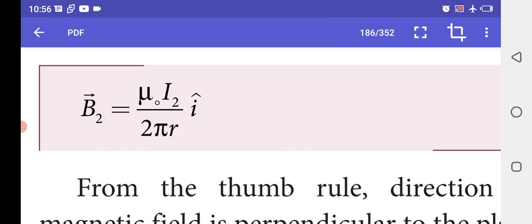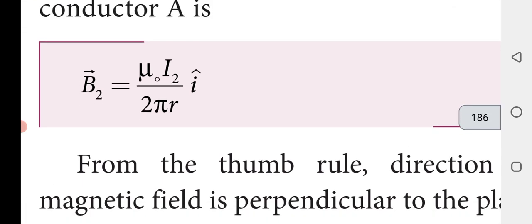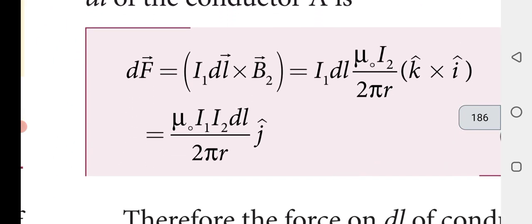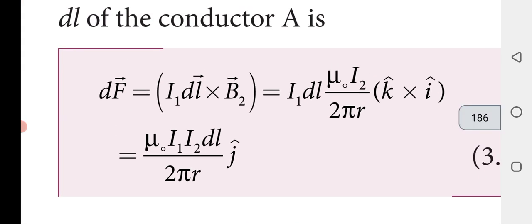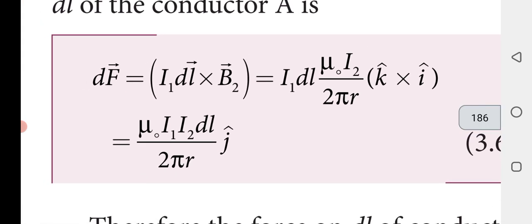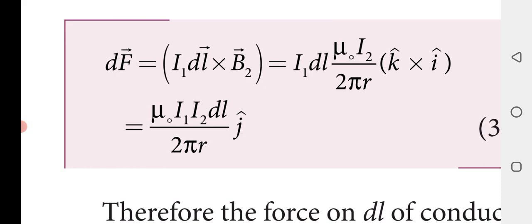Similarly, we have to find the value for the other conductor. For the total magnetic field B2, the B2 value is equal to mu naught I2 by 2 pi r j vector. Here the positive I component is there. For the force value, B2 is due to conductor A, and we also have to take a small element dl on the conductor A.